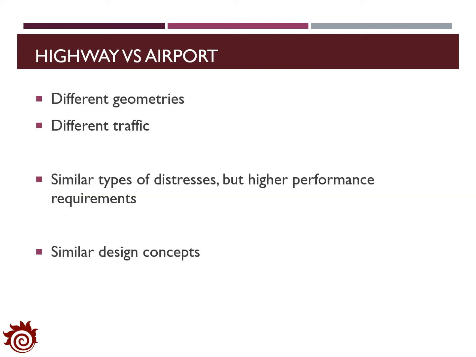The pavement design can be applied for both highways and airports. In general, the design concepts for both of them are very similar, but the details are different. For example, highways and airports have different geometries and traffic volumes and loads, but the pavements there can have very similar types of distresses. Another thing like for airport, usually it requires higher performance to support a heavy load.